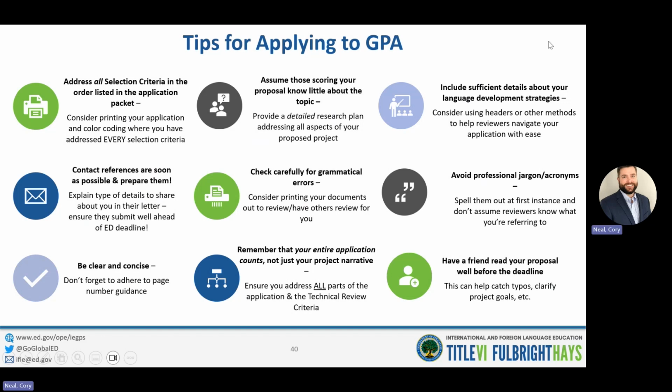If, for example, an application came in and there were error messages on some of the appendices and you applied early, I could let you know and you could submit another application and we would score, of course, the correct one. So that's why I mention this.